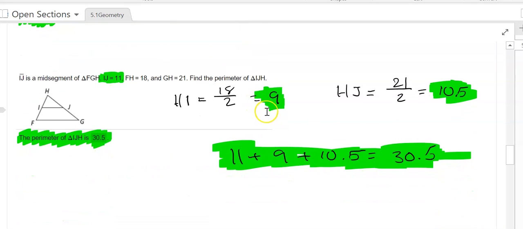And this last one, we are getting a perimeter, which is where we're adding up all the sides. Since we're looking at a triangle, that's 3 sides. We're given I to J, so we know we have the 11. We're given information about F to H. Since this is the midpoint, I have to divide that by 2. I get 9 for my second side. And the last side, that is the midpoint, so I have to divide that by 2. I do get a decimal of 10.5. I add those 3 sides together to get 30.5.